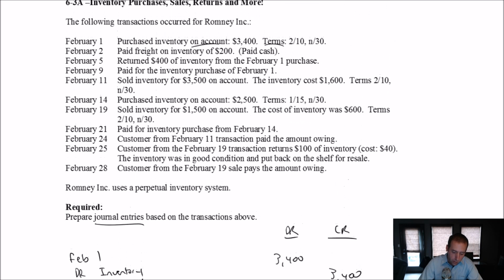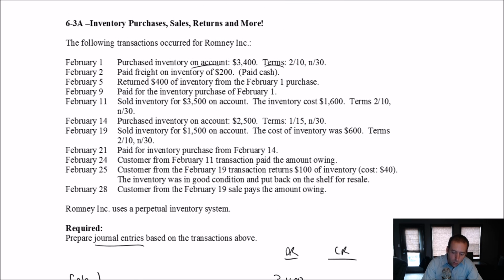You might be thinking, well, what about this discount stuff? Well, we'll worry about the discount stuff in a little bit, but remember what these terms mean. 2/10 net 30 means we get a 2% discount if I pay within 10 days. If I don't pay within 10 days, I have to pay the full amount within 30 days. That's the due date, in 30 days.